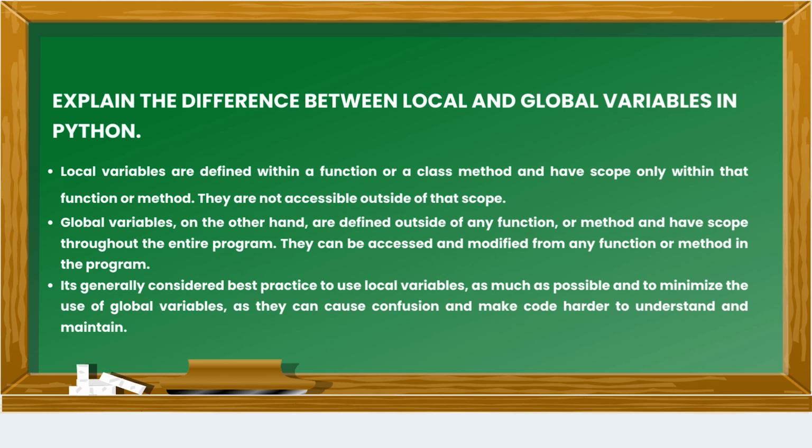Question 3. Explain the difference between local and global variables in Python. Answer. Local variables are defined within a function or a class method, and have scope only within that function or method. They are not accessible outside of that scope. Global variables, on the other hand, are defined outside of any function or method and have scope throughout the entire program. They can be accessed and modified from any function or method in the program. It's generally considered best practice to use local variables as much as possible and to minimize the use of global variables, as they can cause confusion and make code harder to understand and maintain.